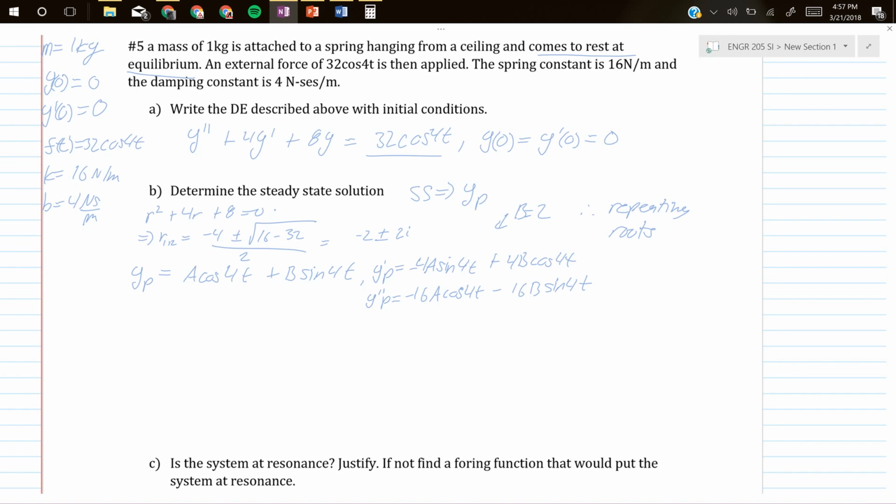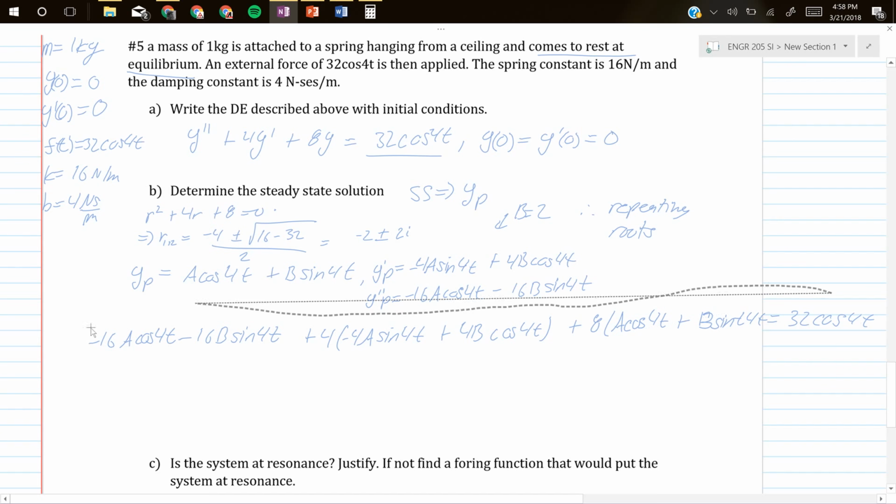So now I'm going to plug this in. So we have y double prime, which is negative 16a cosine 4t minus 16b sine 4t, plus 4 times negative a sine 4t plus 4b cosine 4t, plus 8 times y sub p, which is a cosine 4t plus b sine 4t, and this is all equal to 32 cosine 4t.